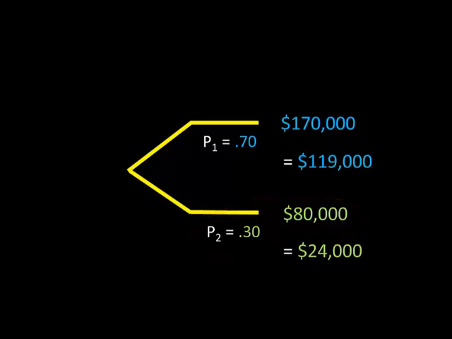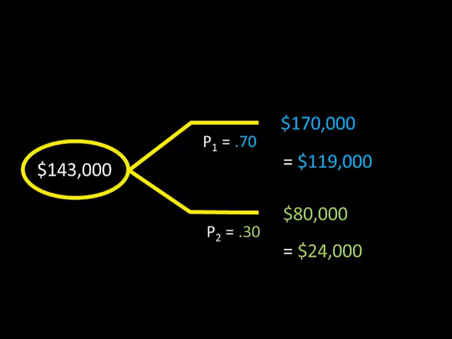Add the 2 together, and we get $143,000. So congratulations, you've just calculated your first expected value or expected profit. Pretty easy. Wasn't too hard, was it?